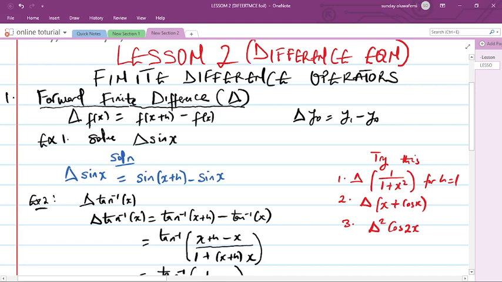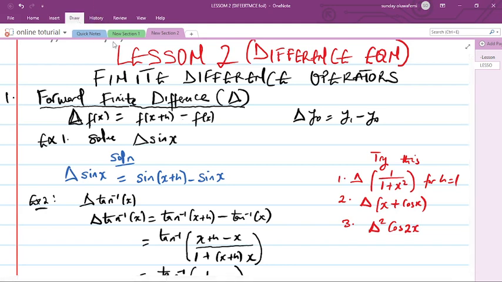Alright, forward finite difference operators. This symbol stands for your forward finite difference. So your forward finite difference of f of x is equal to one increment, which is f of x plus h, minus your f of x.